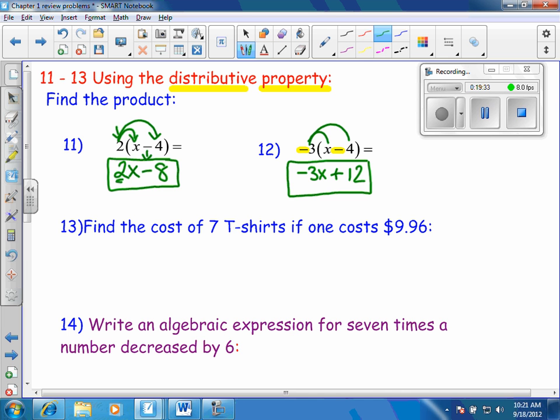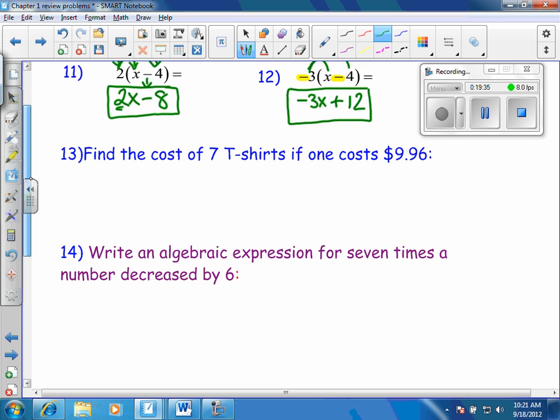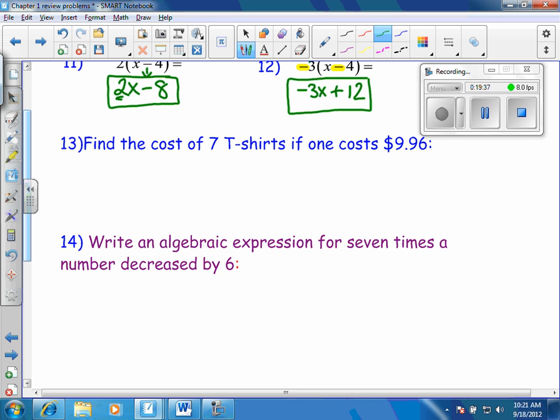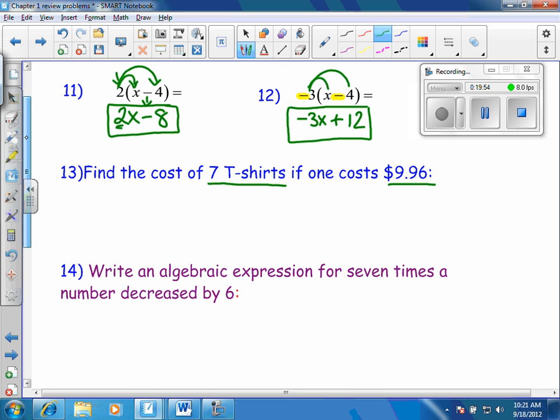So this is the last thing I'm going to do today. I want to make sure that you understand what it means to use the distributive property on a problem like this. Find the cost of 7 t-shirts if one costs $9.96. Any ideas, Emilio? So I just did $9.96 equals about $10. Okay. And then I did 10 times 7, which is $70. And then I did the 4 cents that we didn't use times 7. Good.